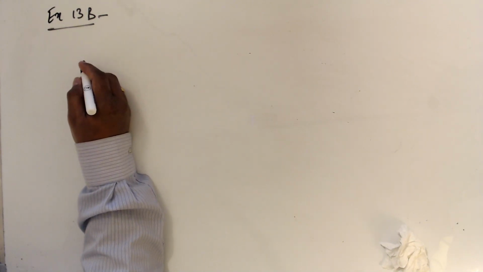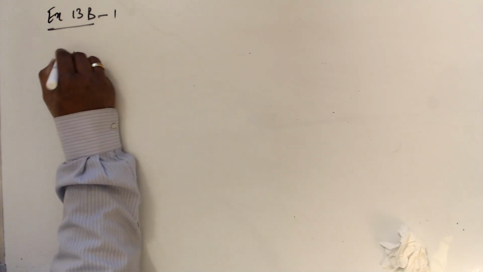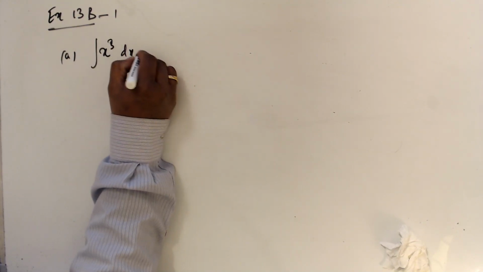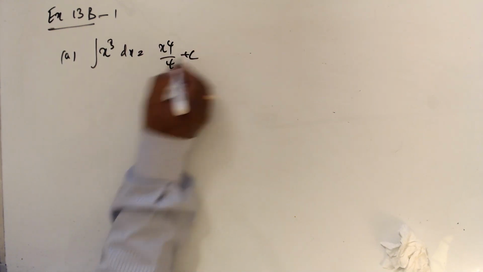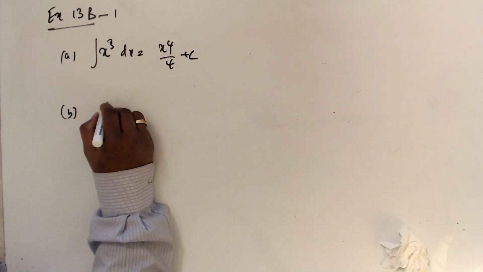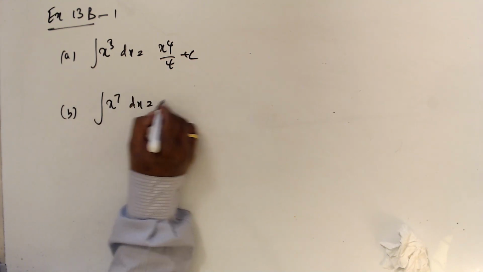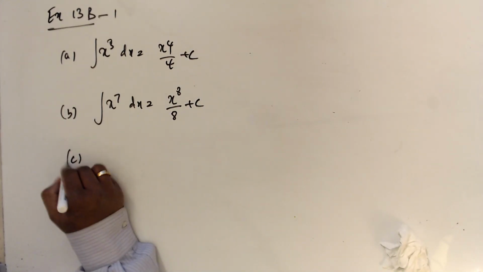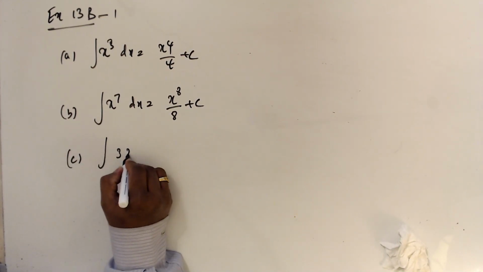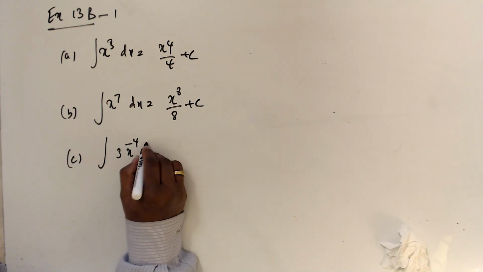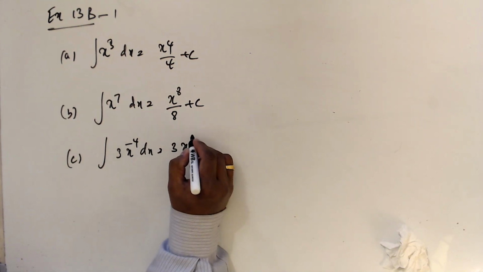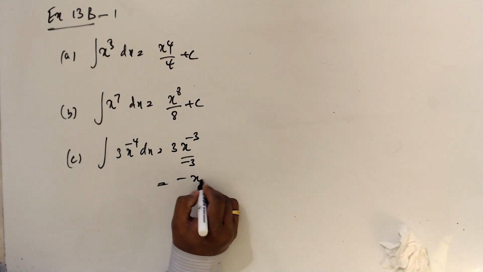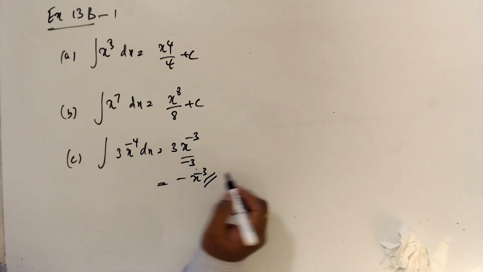Exercise 13b, question number 1a. The first question is the integral of x cubed, so this is going to be x^4 over 4 plus c. And b is the integral of x^7 dx, this is x^(7+1), x^8 over 8. And c, the integral of 3x^(-4) dx. This is going to be 3x^(-4+1) over -3, which means this is minus x^(-3) because the 3s cancel out.